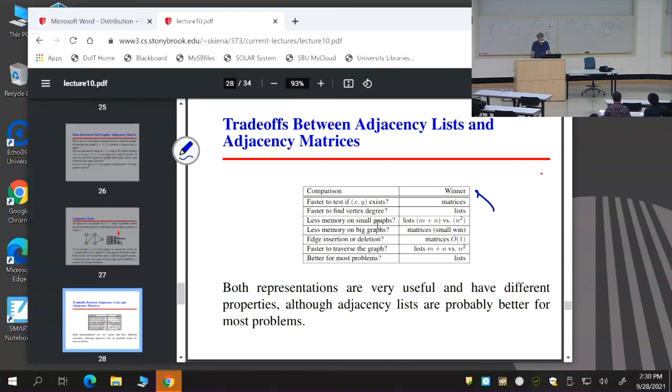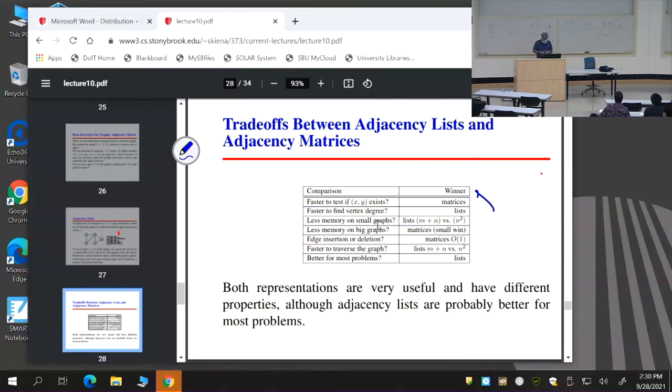If I want to find what's the degree of a vertex, how many edges are on it? How would I find the degree of vertex i in an adjacency matrix? I've got to walk across the entire row of that matrix, bump, bump, bump, and count how many ones I had. That was order n. In an adjacency list, how do I find the degree? I walk the list and count how long the list is on the ith entry associated with vertex i. That would be order the degree. That's better than order n.